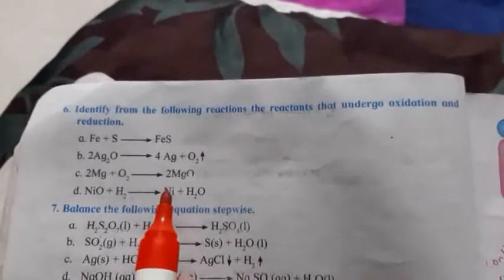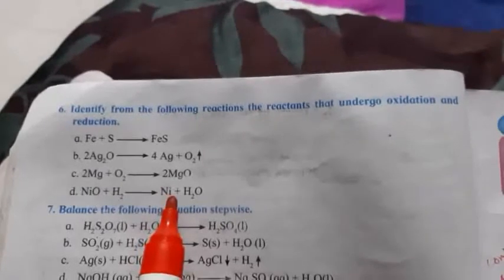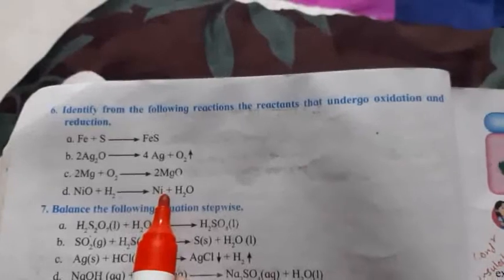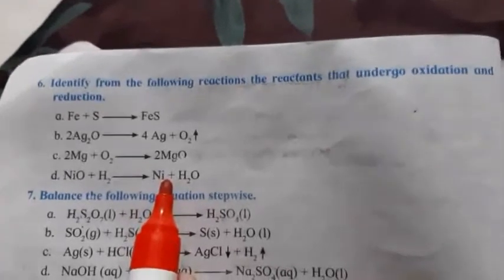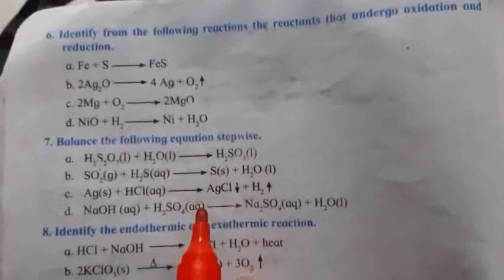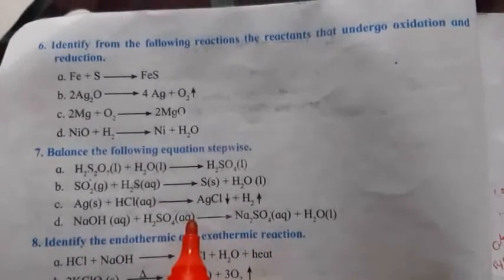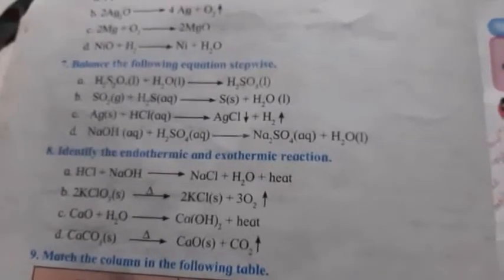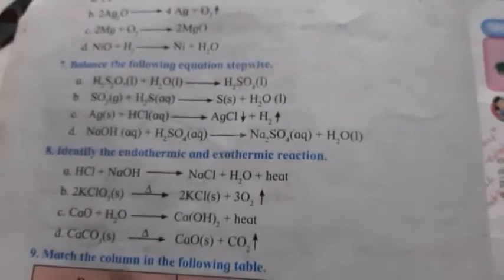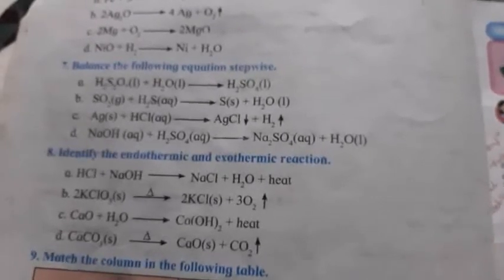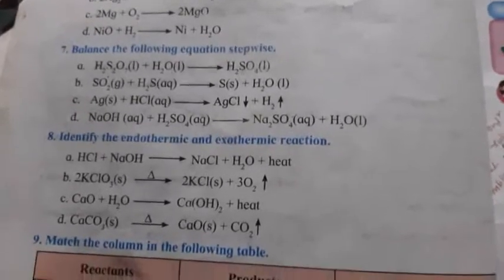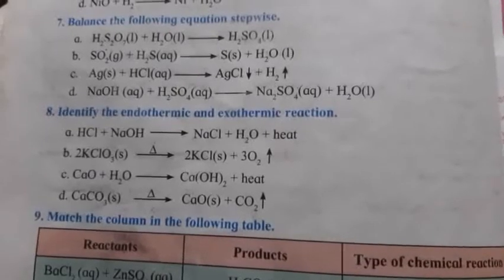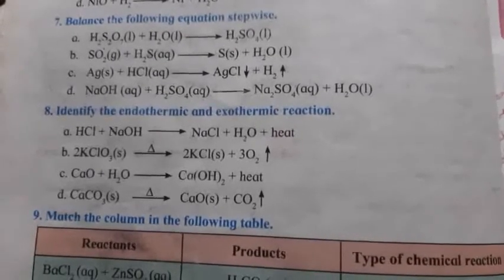From the exercise, question number 6: identify the following reactions, the reactants that undergo oxidation and reduction. Already while learning oxidation and reduction, these 4 questions I have solved. You can check. Next is, balance the following equations stepwise. Question number 7, balance the following equations stepwise. That also I have solved while balancing the equation. Next is, identify endothermic and exothermic reaction.